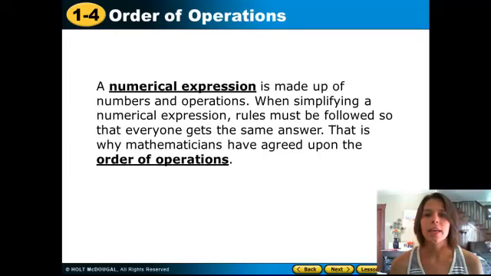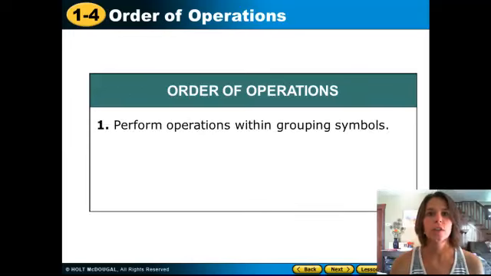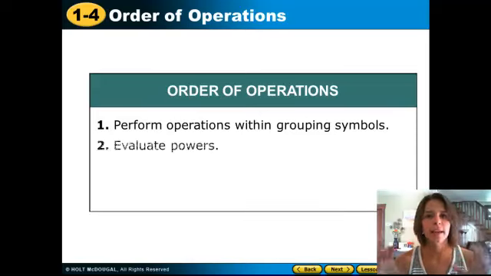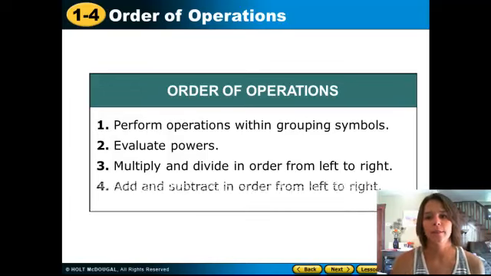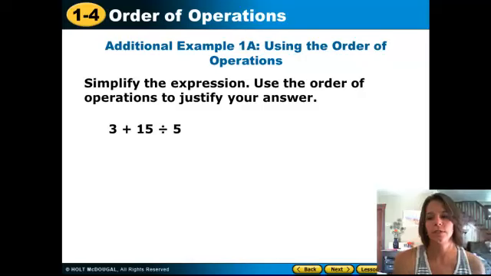That is why mathematicians have agreed upon the order of operations. So let's go through the order of operations. First thing, perform operations within grouping symbols, parentheses, brackets, things like that. The second thing is to evaluate powers or exponents. Multiply and divide in order from left to right. That means if division comes first, you'll do it first, moving left to right. And then lastly, add or subtract, again, moving left to right, whichever one comes first, reading from left to right.